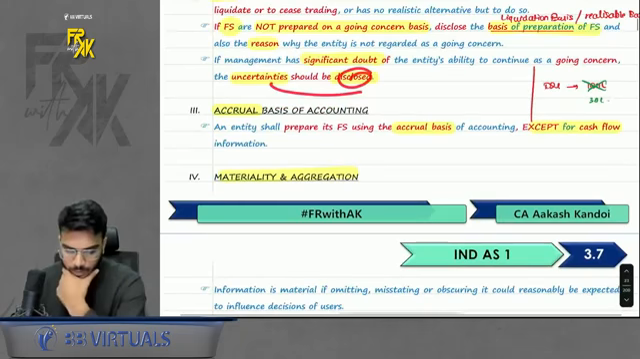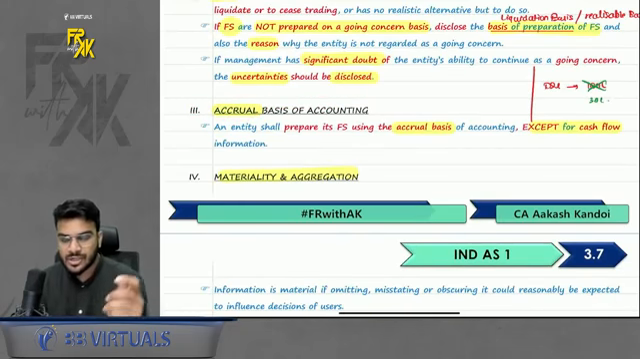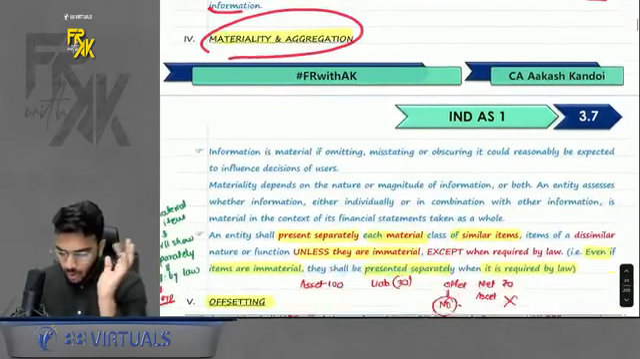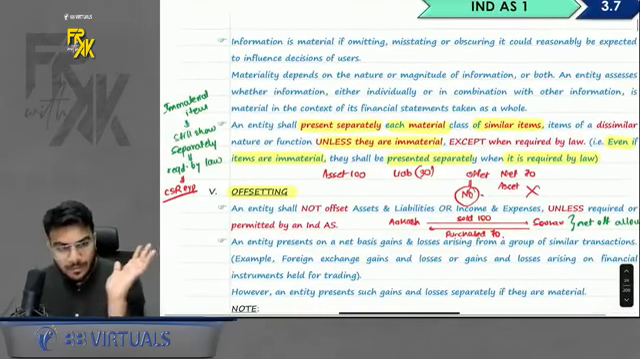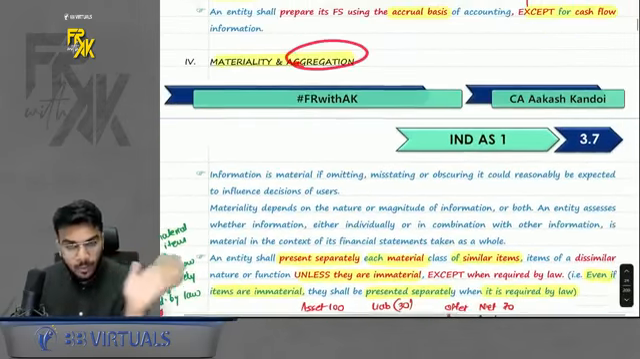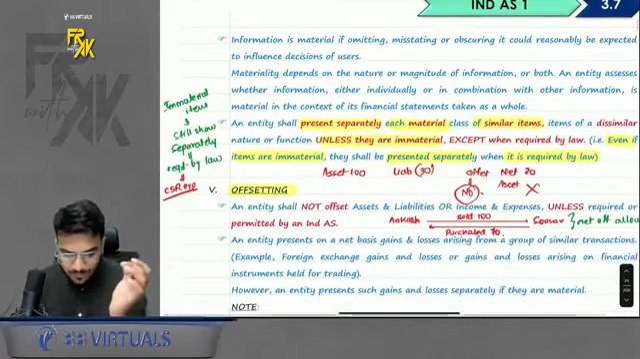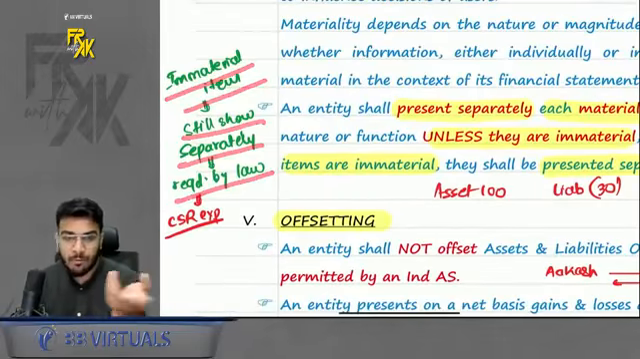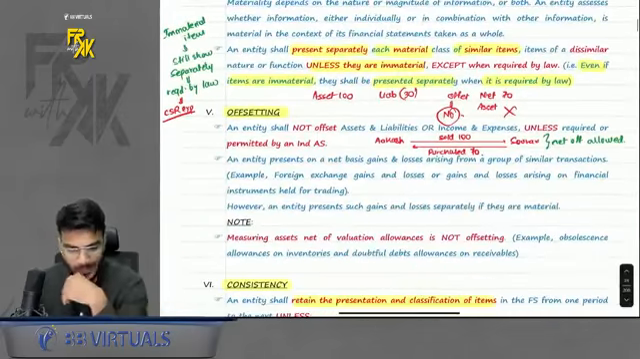Next point, accrual. All financial statements are prepared on accrual basis except for the cash flow statement. Materiality. All material items are disclosed separately. All immaterial items can be aggregated together. In certain cases, even if an item is immaterial, you might show it separately, maybe because it is a requirement of law. Example, CSR expenditure.